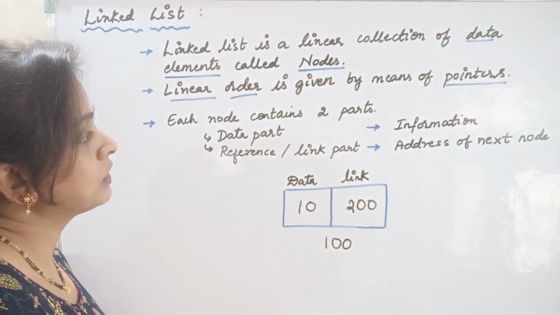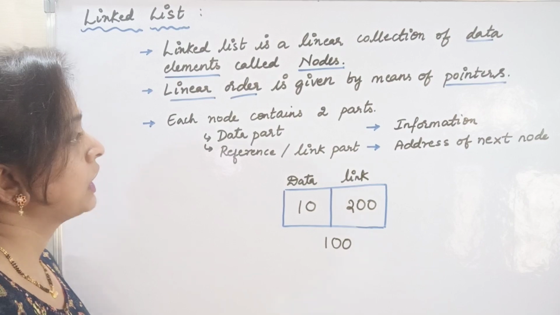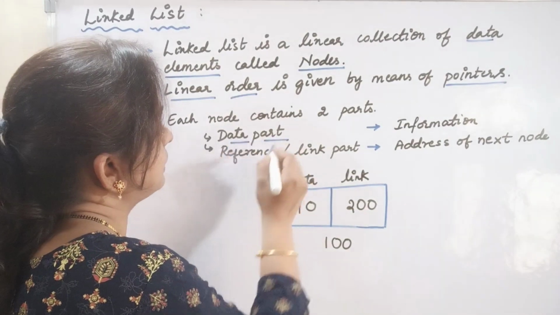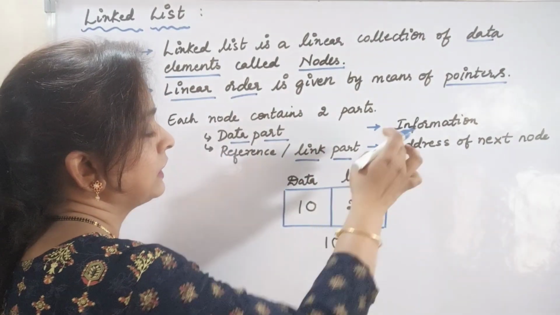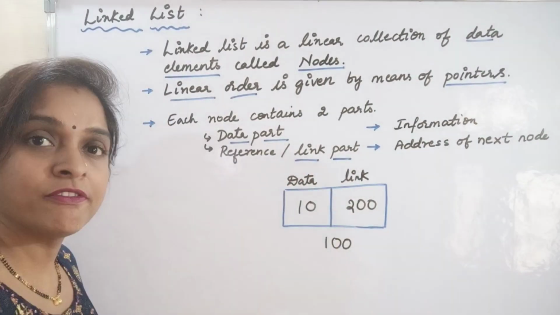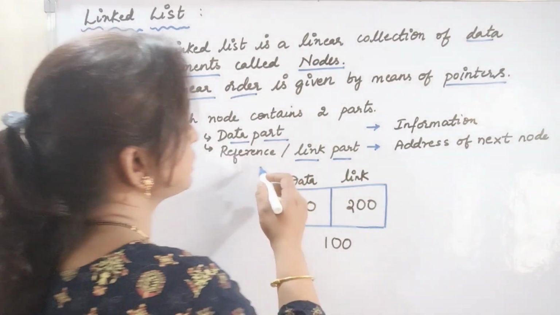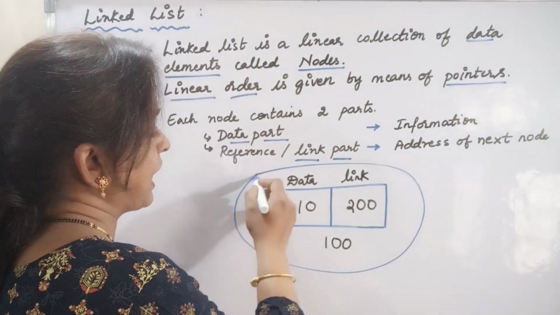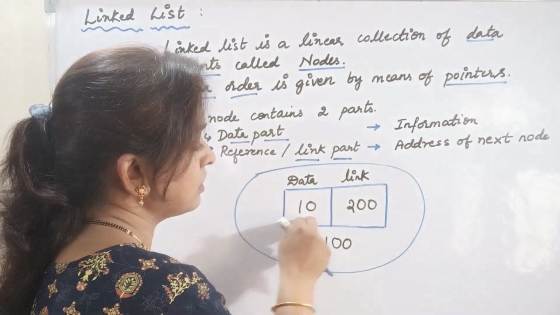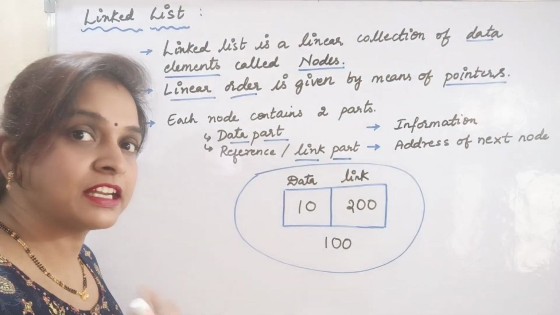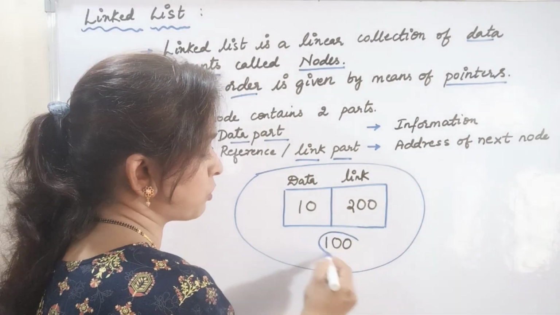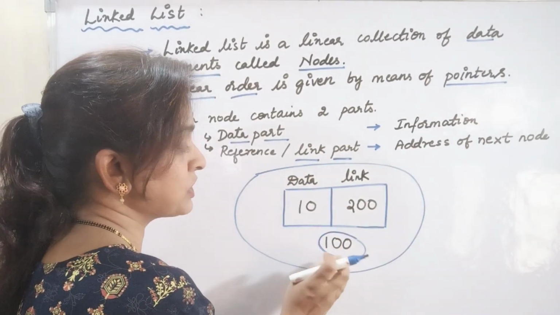So what does this node look like and what actually is this node? The node contains two parts. One is the data part, the other one is the link part. Data part means some data, some information. Link part is the address of the next node. So this node we need to create should contain two things: one is data, the other one is the link, the address of the next node. Whatever node we create, that node will have its own address. For example, the address of this node is 100.